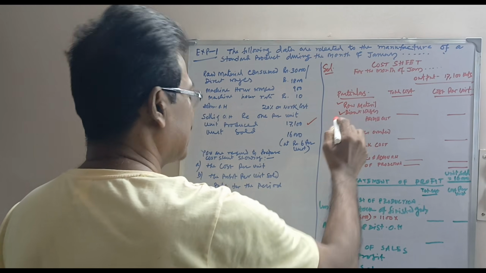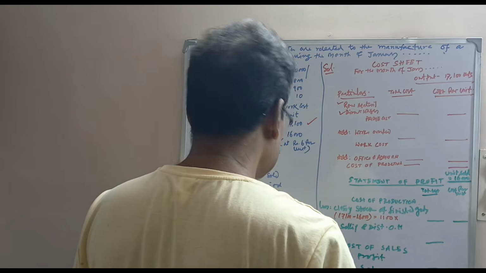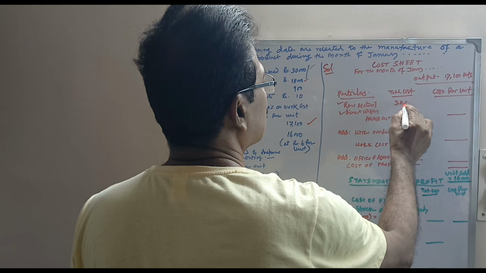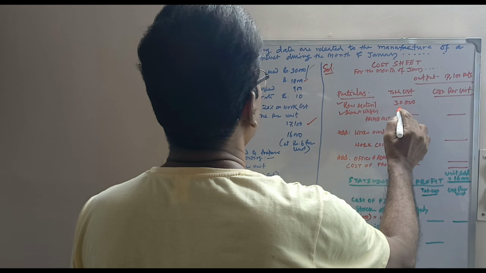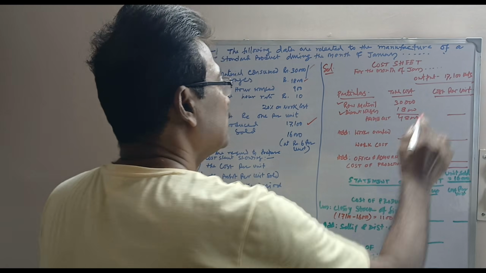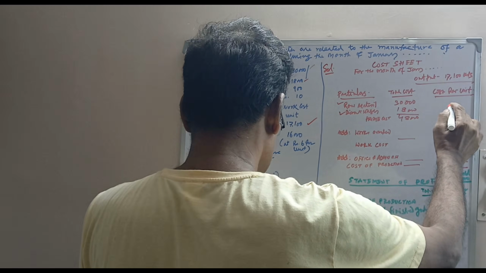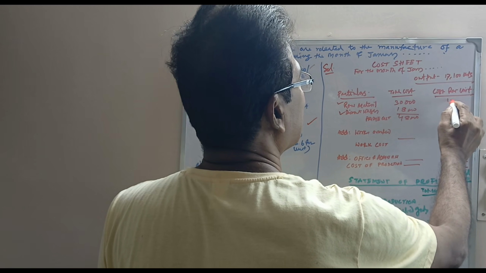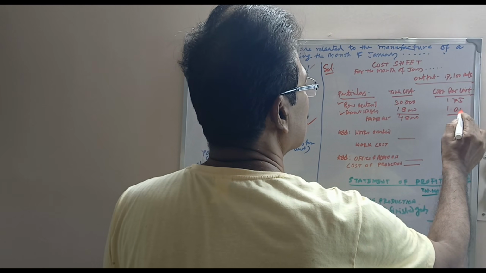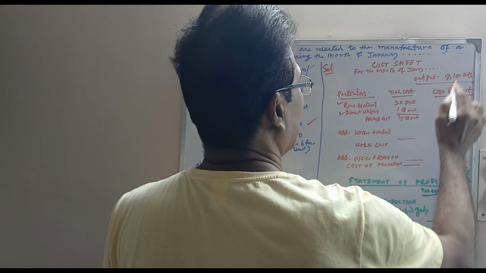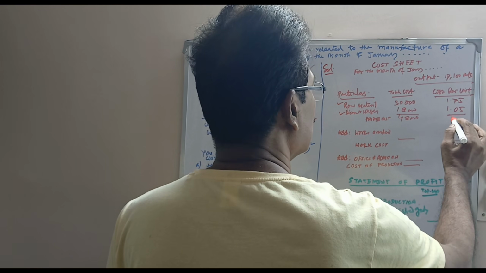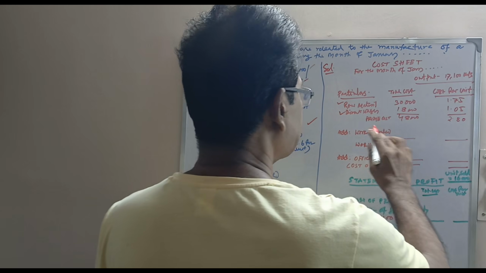Now the raw material and direct wages. Raw material is 30,000 and wages is 18,000, so this is 48,000. Divide by 17,100. 30,000 by this comes out to 1.75 per unit, and 18,000 by 17,100 gives the wages per unit. Either divide 48,000 by this for prime cost, or add it up. If you add it, this is 2.80 per unit prime cost.